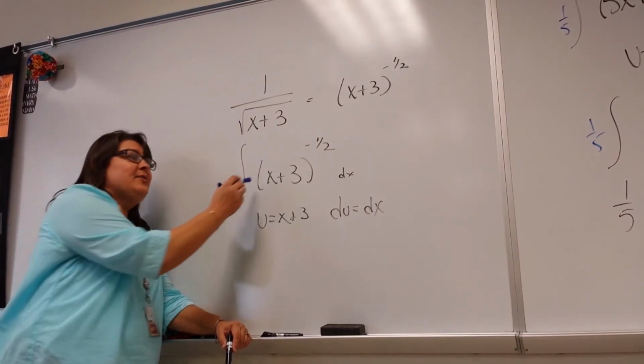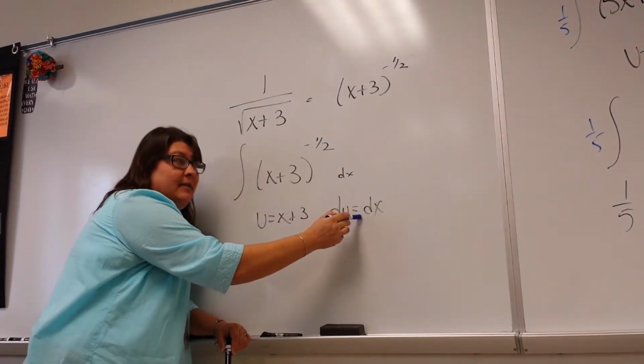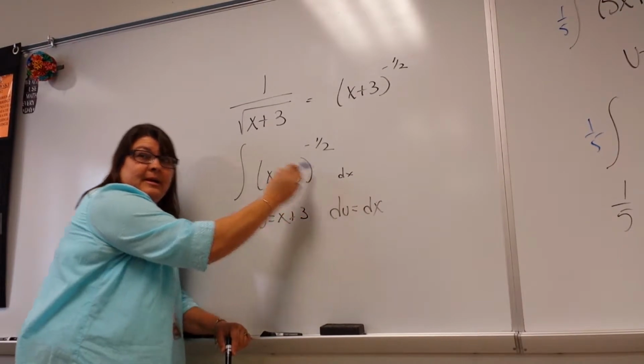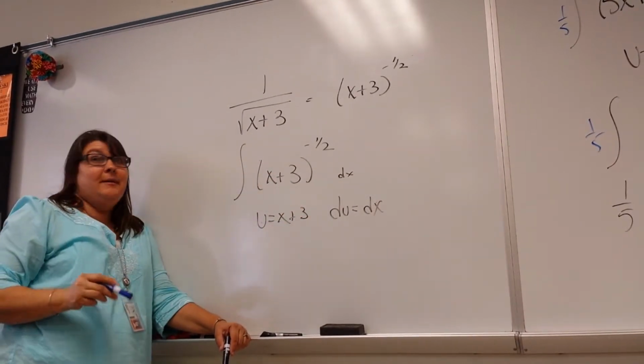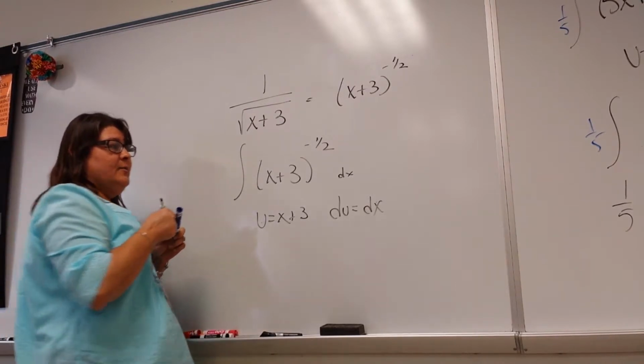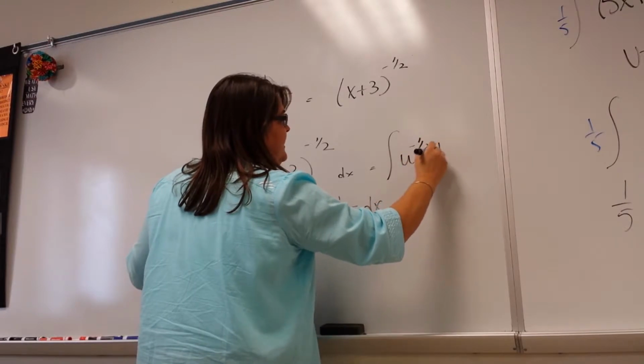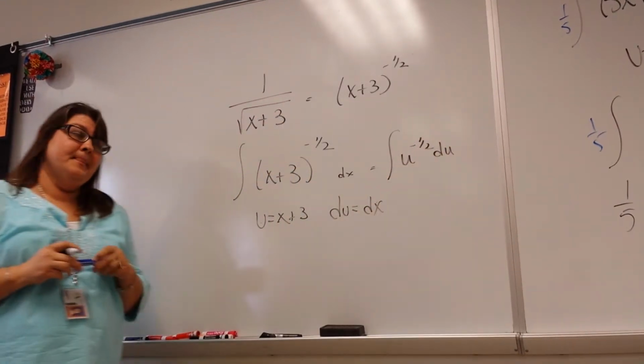If I had a 3 here, then I would need a 3 here, which means I would then need a 1/3 out front. But you don't need it. So rewriting this problem in terms of u, it's u to the negative 1/2 du.